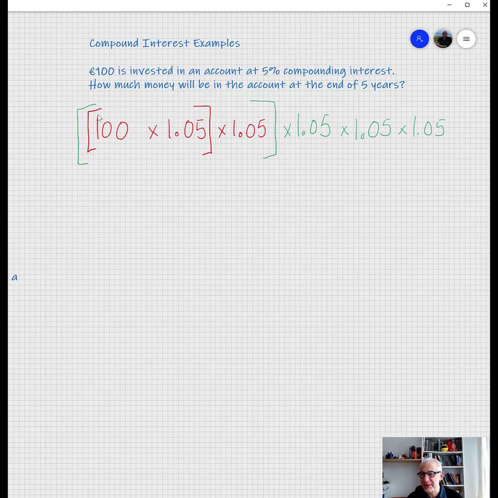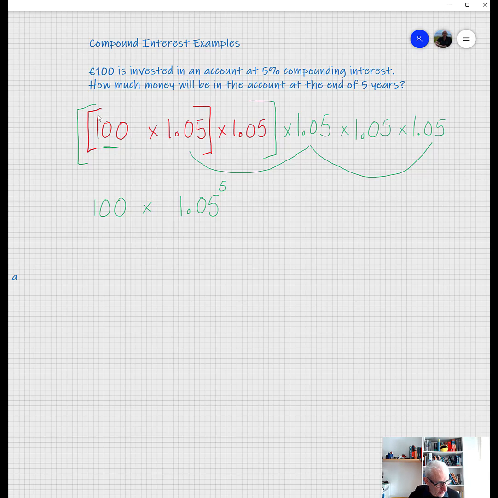The important thing to notice here is that the 100 hasn't done very much, it's sat there, and the only thing that's changing is these numbers are being added on each time, multiplying it through. So the answer to our question is that after 5 years, we are going to have 100 times 1.05 to the power of 5. 1.05 multiplied by itself 5 times.